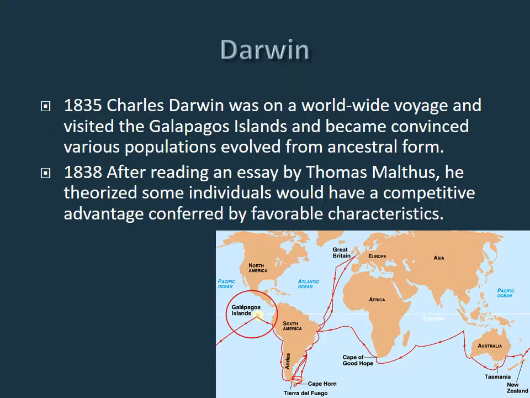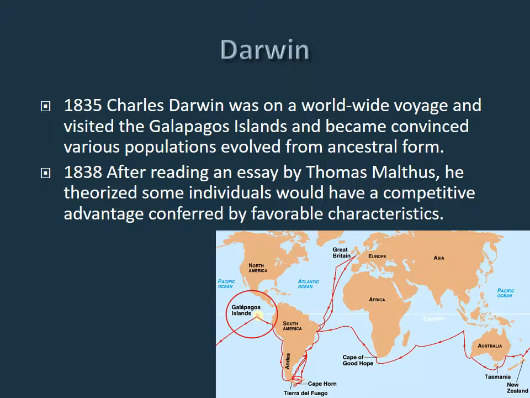We'll start off this topic with Charles Darwin. In 1835, Charles Darwin was on a worldwide voyage and visited the Galapagos Islands and became convinced that various populations evolved from ancestral forms. And so what he saw as he did his travels was species that would look similar, but as you move to a different area, you might still have a certain type of bird, but you might get birds with varying characteristics. And he noticed that these animals would look similar, as if they'd evolved from a common ancestor, but in different regions as they had been separated, they evolved differences.